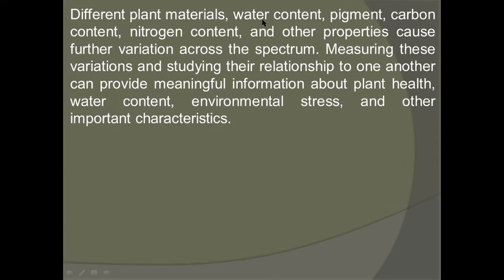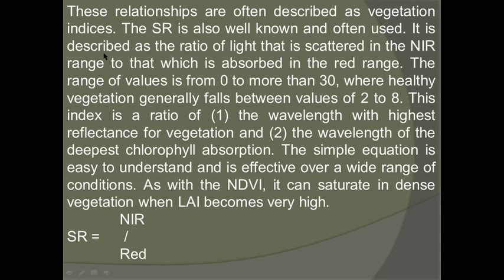Different plant materials, water content, pigment, carbon content, nitrogen content, and other properties cause further variation across the spectrum. Measuring these variations and studying their relationship to one another can provide meaningful information about plant health, water content, environmental stress, and other important characteristics. These relationships are often described as vegetation indices.